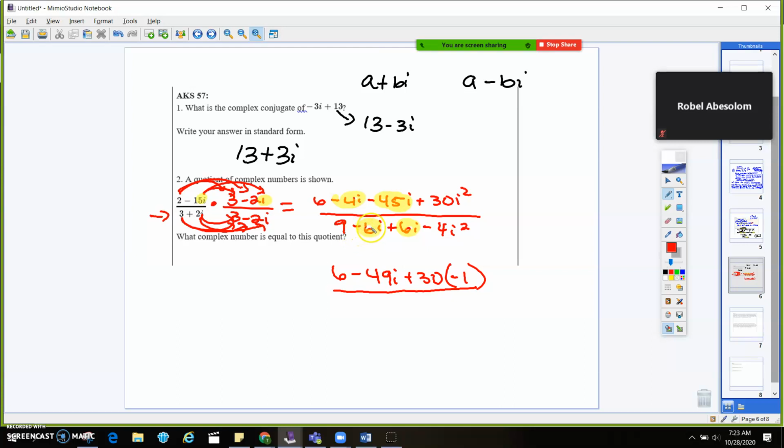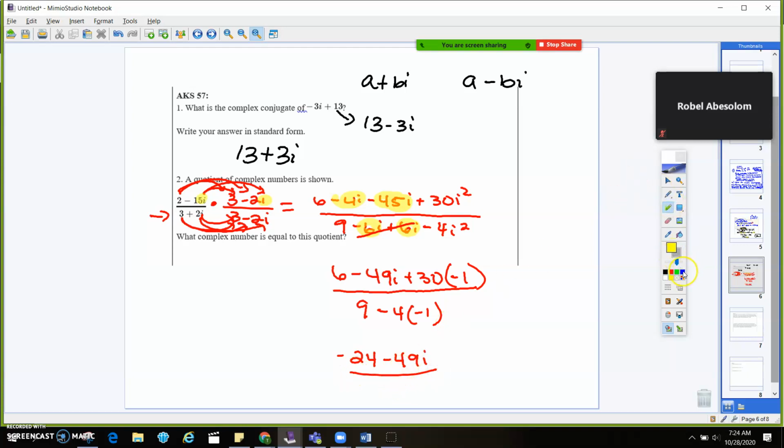On the bottom, we're going to combine our like terms, and these cancel out, and we've got 9 minus 4. Remember, you've got an i squared out here, times negative 1. Is this in the simplest form? No. We've got to simplify a little bit more. So we're going to multiply that 30 times negative 1, and that's going to give us negative 30. So we've got 6 minus 30, which is going to give us negative 24 minus 49i.